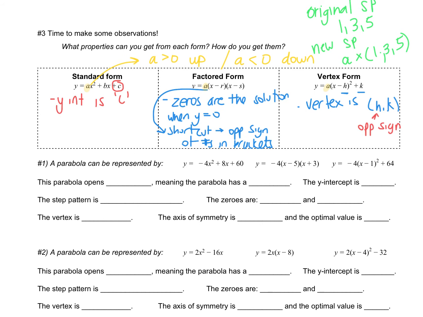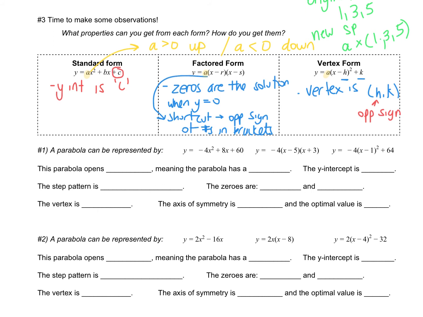So once again, standard form gives you your y-intercept, the constant. Factored form gives you your zeros. It is the solution to the equation. And vertex form obviously gives you the vertex. Just make sure you remember that in the bracket we take the opposite sign. So anything with brackets, you take the opposite sign. And when we get to transformations and graphing, you'll see why we're taking that opposite sign. Okay, let's get started.